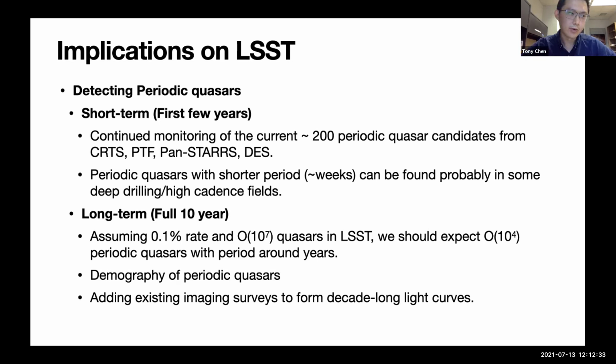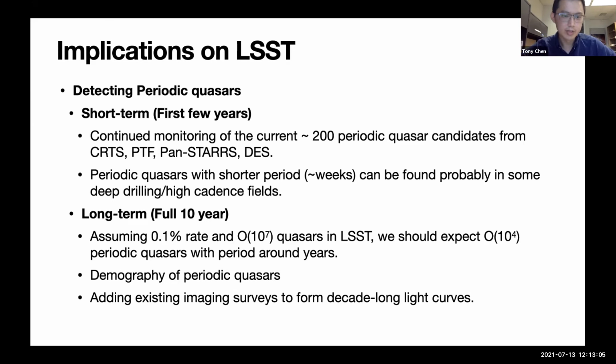Also, for our periodic quasars, we focus on yearly periodicity. However, with the high cadence or the deep drilling fields, we might be able to probe shorter periods, around weekly periods. Although we expect to see fewer candidates at the shorter periods, it's still good to try it.